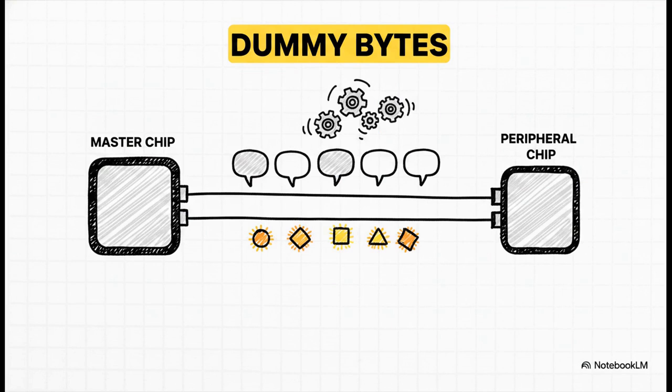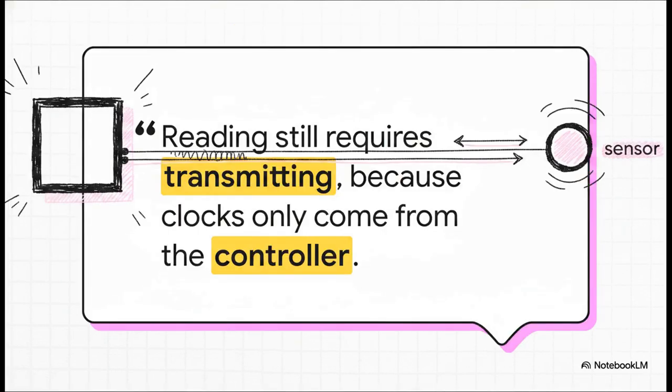Well, the answer is dummy bytes. Think of it like being on a phone call. If you want the other person to keep talking, you have to occasionally say, aha, or yeah, just to keep the conversation flowing. It's the exact same concept in SPI. The controller sends meaningless data, often hex 00 or FF, simply to force the clock line to tick. Those ticks give the peripheral the physical mechanism it desperately needs to shift its actual valuable data back to the master on the MISO line. And this brilliantly illustrates the most fundamental mindset shift you need when working with SPI.